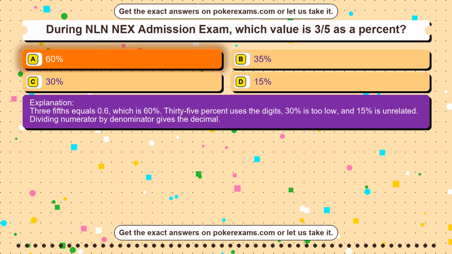35% uses the digits, 30% is too low, and 15% is unrelated. Dividing numerator by denominator gives the decimal.